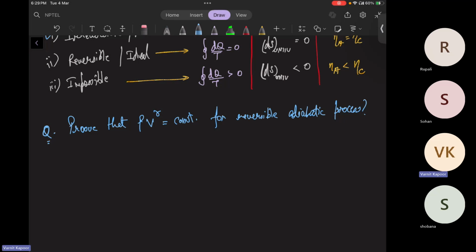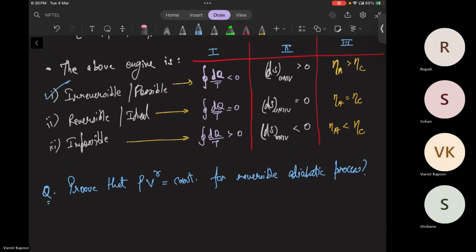Okay, some other student has also joined. So we are doing the proof of PV to the power of gamma is equal to constant. And the hint is you have to use the TdS equation. I'll just give a minute more and then we'll discuss.